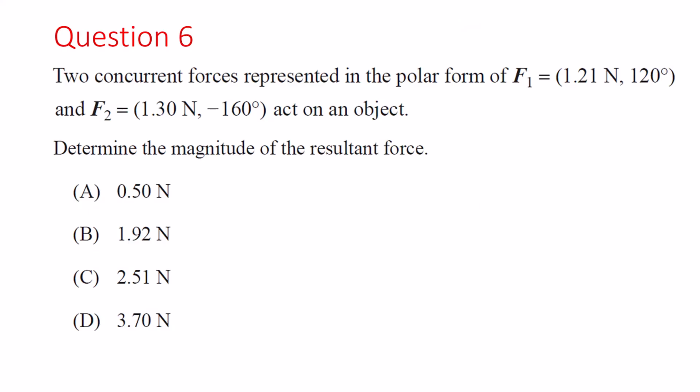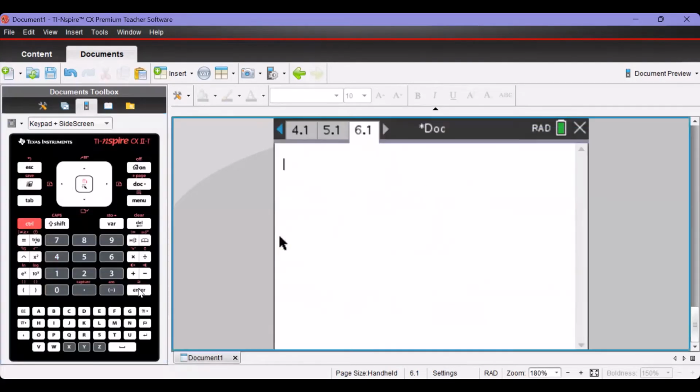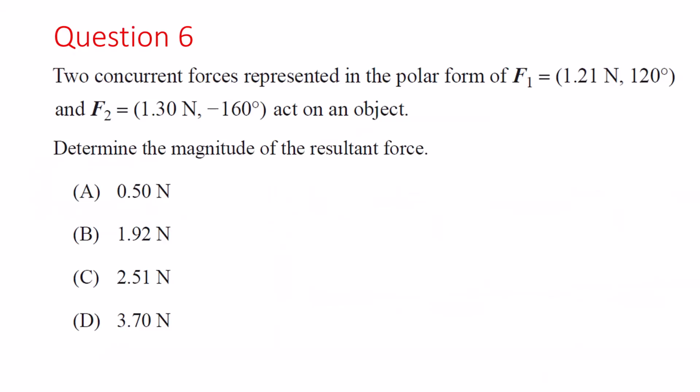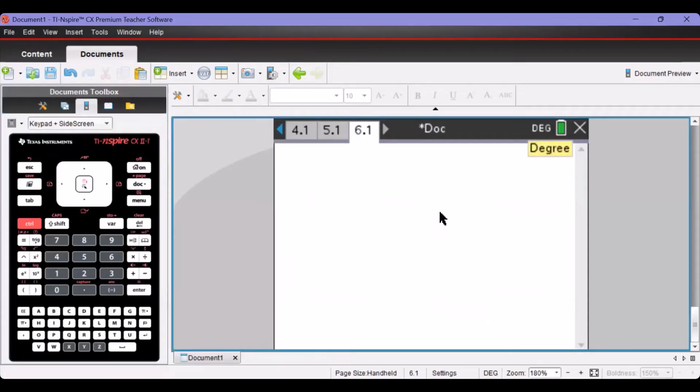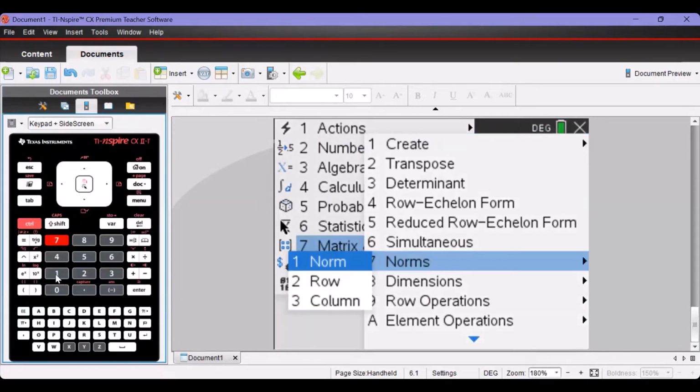Question 6. Press doc, 4 for insert, 1 or enter for new problem. Add a calculator. Here we want to determine the magnitude of the resultant force, and we're given 2 concurrent forces in polar form. And notice that the angle is in degrees, so the first thing we'll do is change our mode to degree mode. The magnitude of a vector in TI-Nspire is accessed by using the norm command. So we'll press menu, 7 for matrix and vector, 7 for norms, 1 or enter for norm.